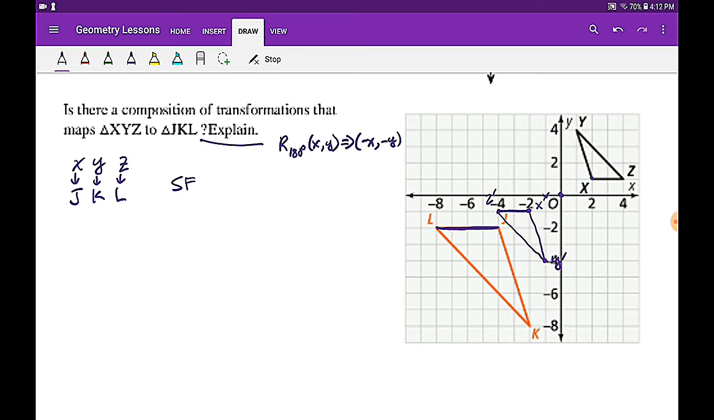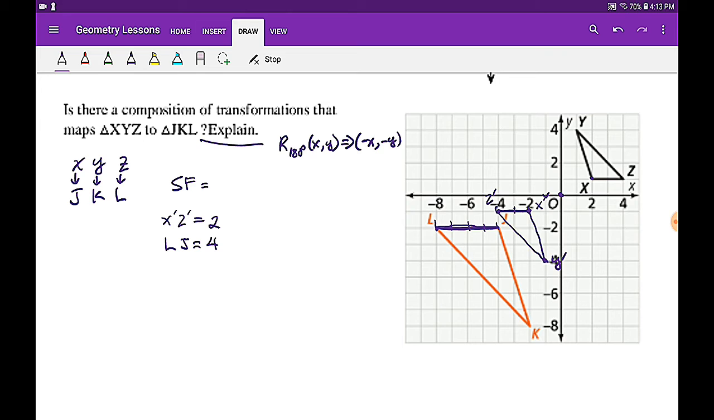The scale factor is equal to, since we want LJ to be our image, let's list down what we have first. X prime Z prime is equal to what? 1, 2. That's 2 units. Now LJ, which is what we want to end up on, is 1, 2, 3, 4. It's going to be 4.